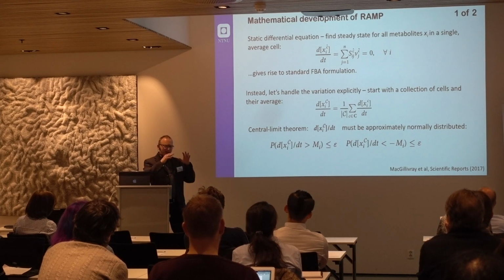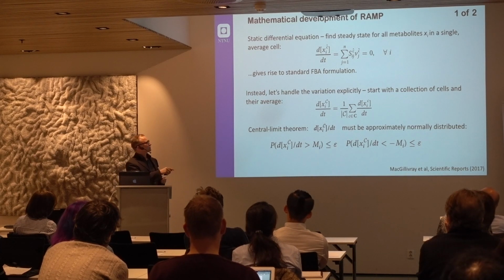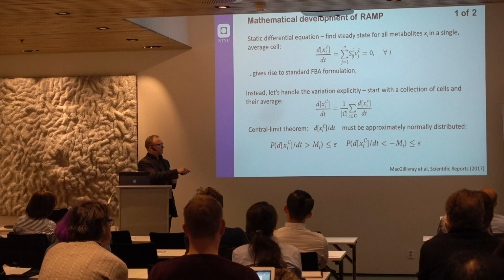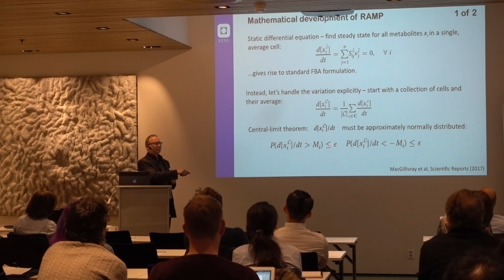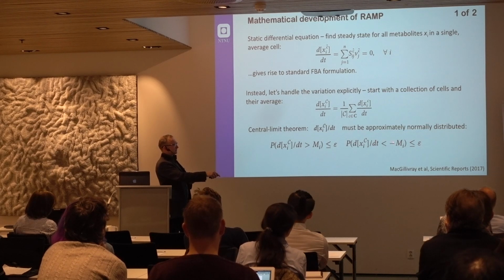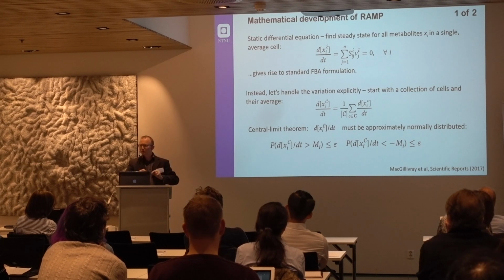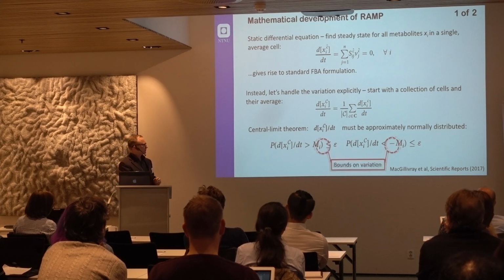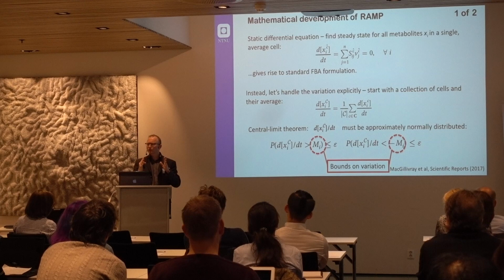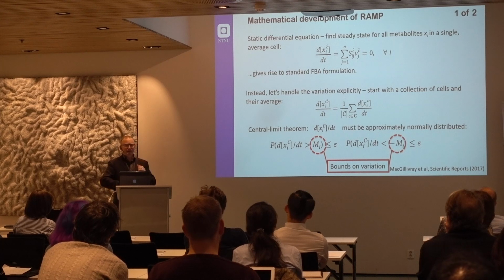So in order to clamp down on the variation that we can't tolerate away from the steady state assumption, we say that this rate of change is allowed to be bigger than some bound with a small probability epsilon. And it's allowed to be smaller than the negative of this bound, so it's outside of this bounded region with a small probability epsilon. That's where we say the system needs to be. So these are bounds on the tolerable variation. If these bounds M go to 0, we're back at flux balance analysis.